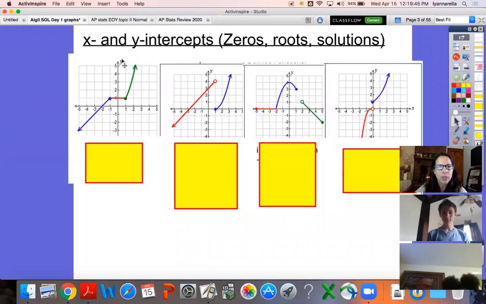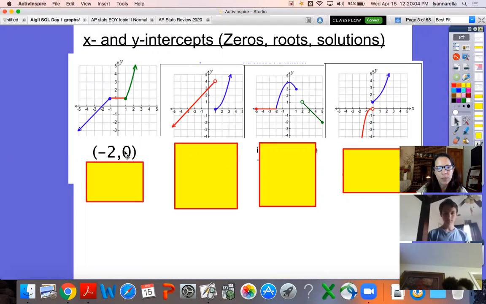Okay, next one, we're going to talk x and y intercepts. Remember, your x-intercepts are also called zeros, roots, or solutions. The y-intercepts are not called those. So for this graph, and you're going to see these 4 graphs come up again and again, it looks like my x-intercept is at -2, and you always start with the x value, -2, and end with a 0 for y. And then for the y-intercept, it crosses the y-axis at +1, so we say 0 in the x spot, 1 in the y spot.